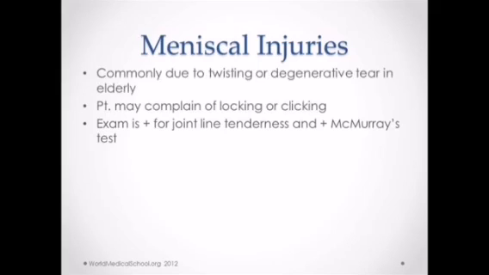Exam is positive for joint line tenderness and a positive McMurray's test. The McMurray test is performed by flexing the patient's hip and knee, and then providing a valgus or varus stress on that knee with internal or external rotation, followed by extension. Any popping or pain would suggest a medial or a lateral meniscus tear.